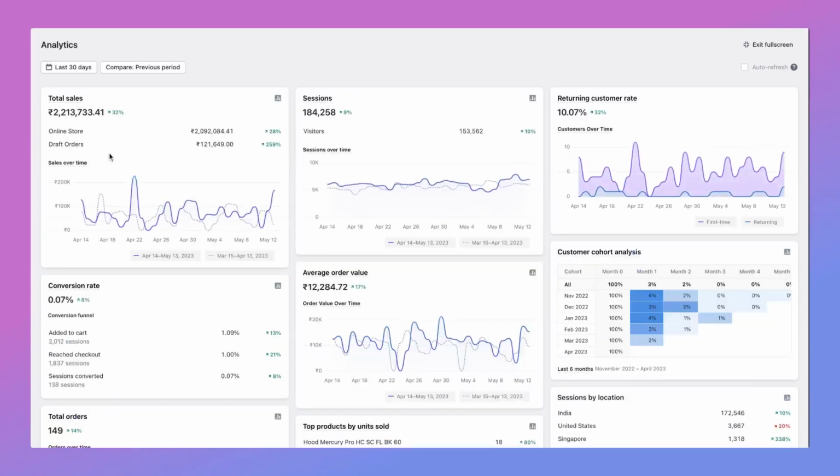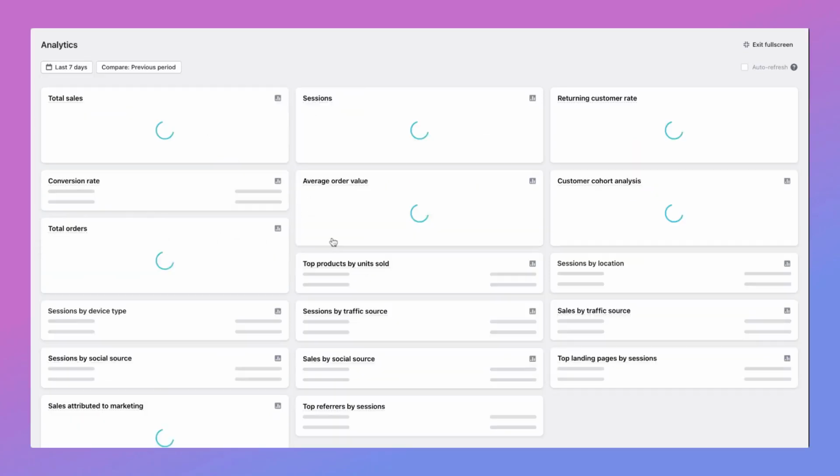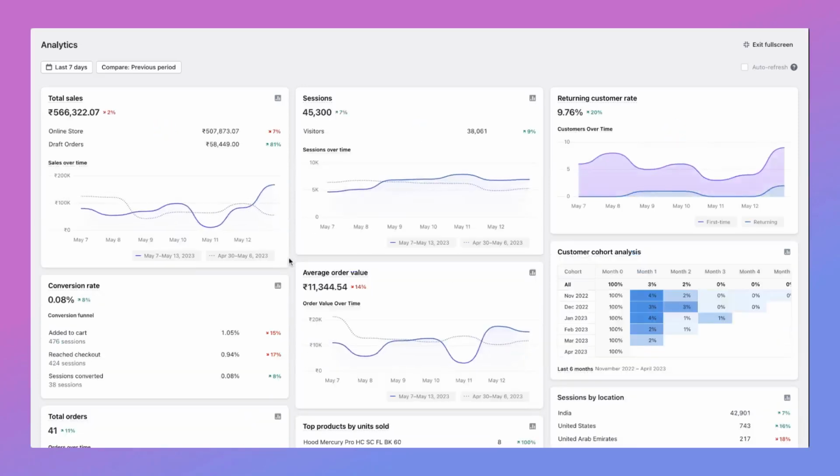If you see the last 30-day period, you can clearly see the dips and the increase in your sales, what the top selling days were, and how the store was performing. For the sake of this discussion, we'll check the last 7 days because the number of sessions is good, and it also gives a very good picture of how the store is performing on a very recent basis.